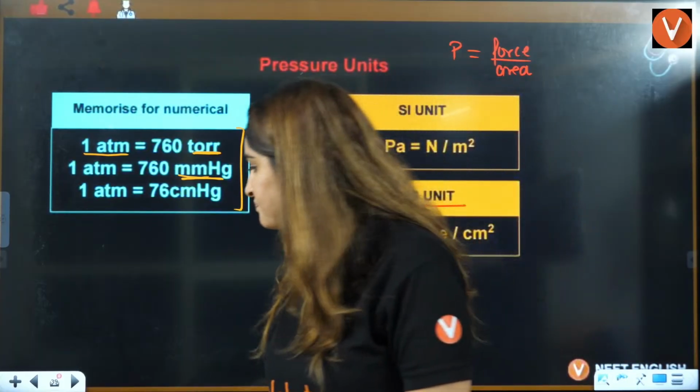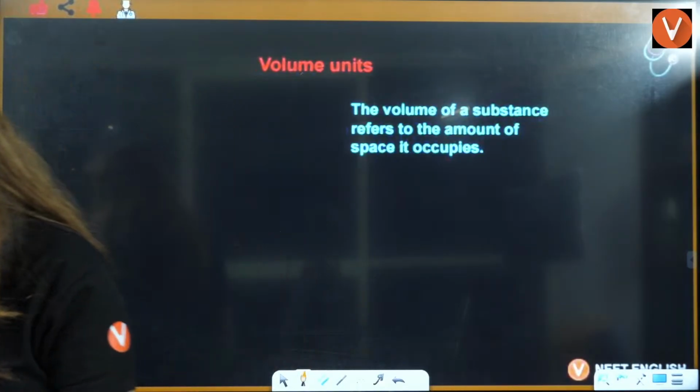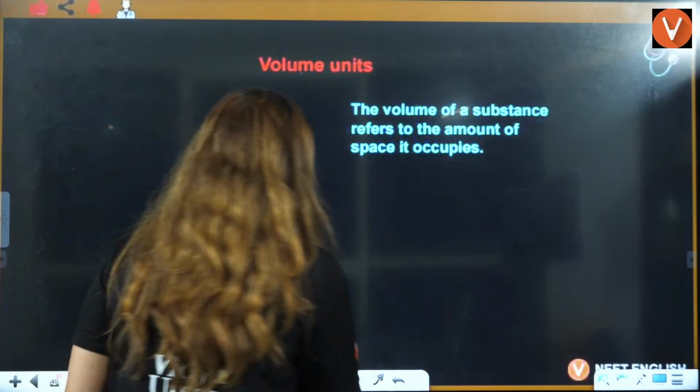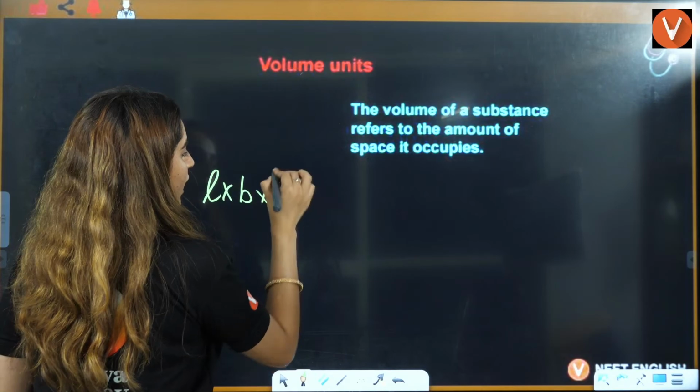1 atmosphere is nothing but 760 torr, 760 mm of Hg, and 76 centimeter of Hg. Okay, students, now let us do the units of volume. Now, what did I teach you about volume? Volume is length into breadth into height.